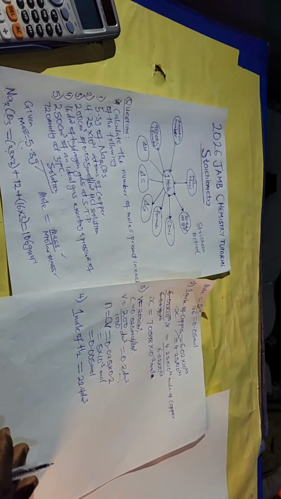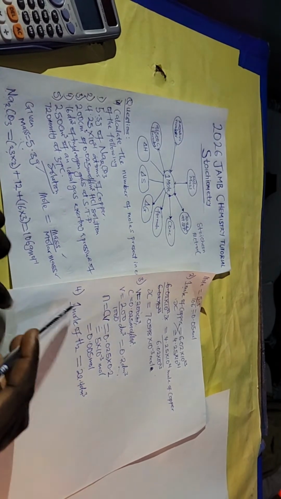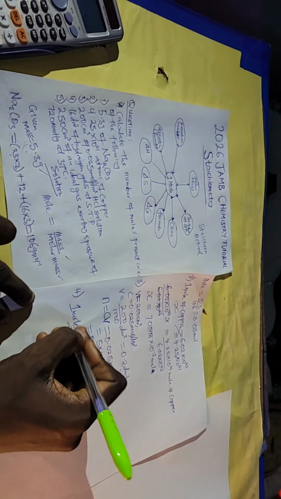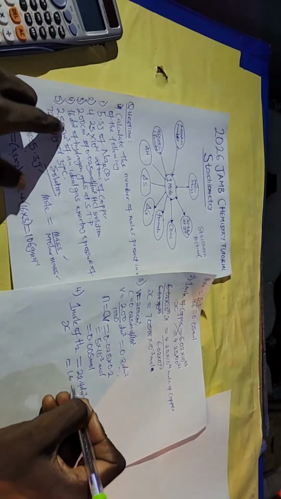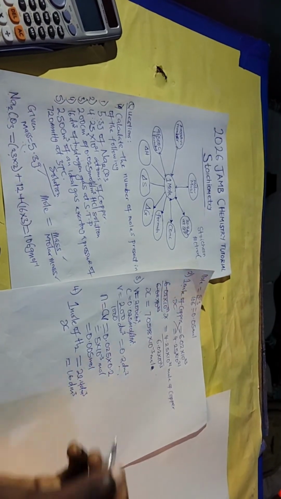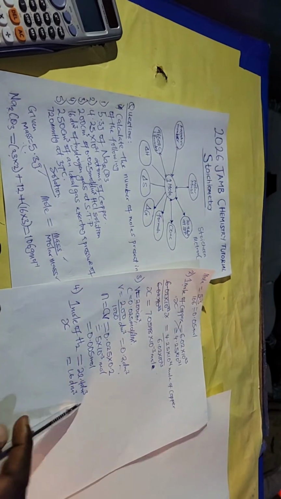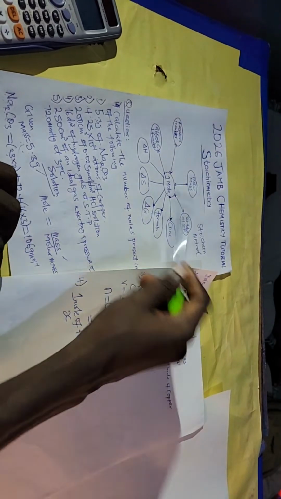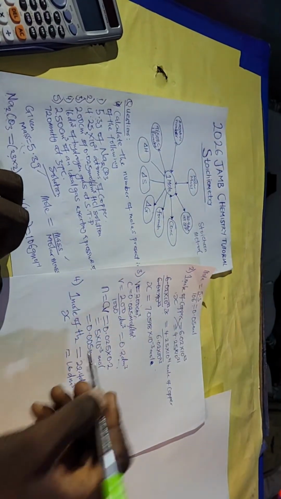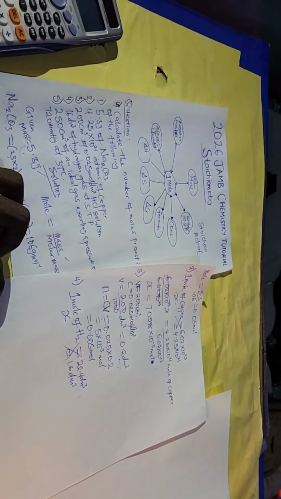22.4 dm cube. Okay. Now, if 1 mole of hydrogen gives us 22.4 dm cube, what mole of hydrogen will give us 16 dm cube? So it is that mole we are calculating now. Now you can see the importance of this structure. So what we do is to cross multiply.